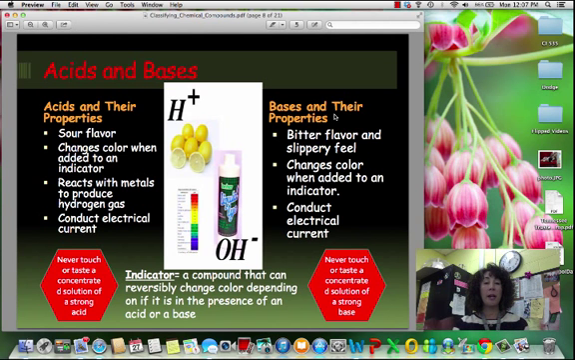Okay, so some more characteristics of acids. Again, we've talked about how acids have that sour flavor. Now, they change color when added to an indicator, and we saw this also in the acid-base web quest that you're doing.